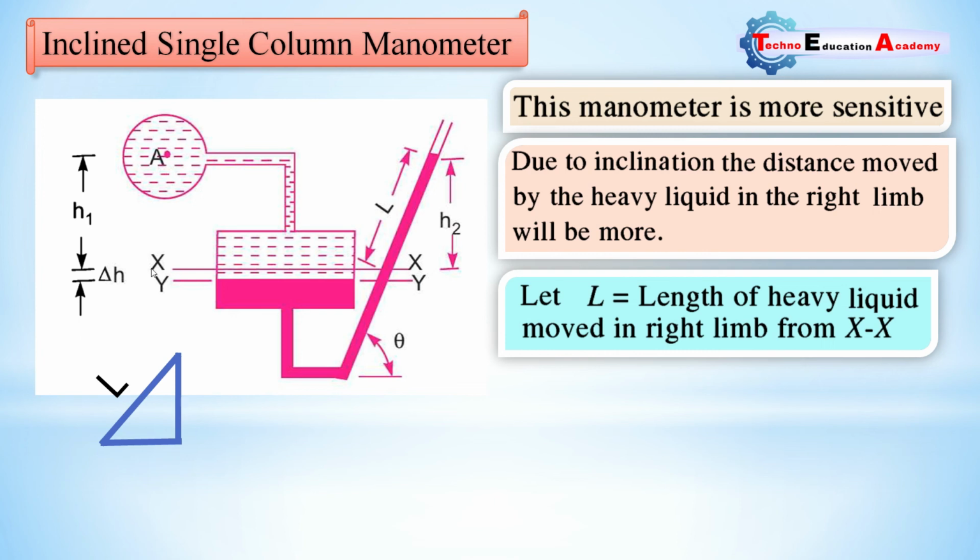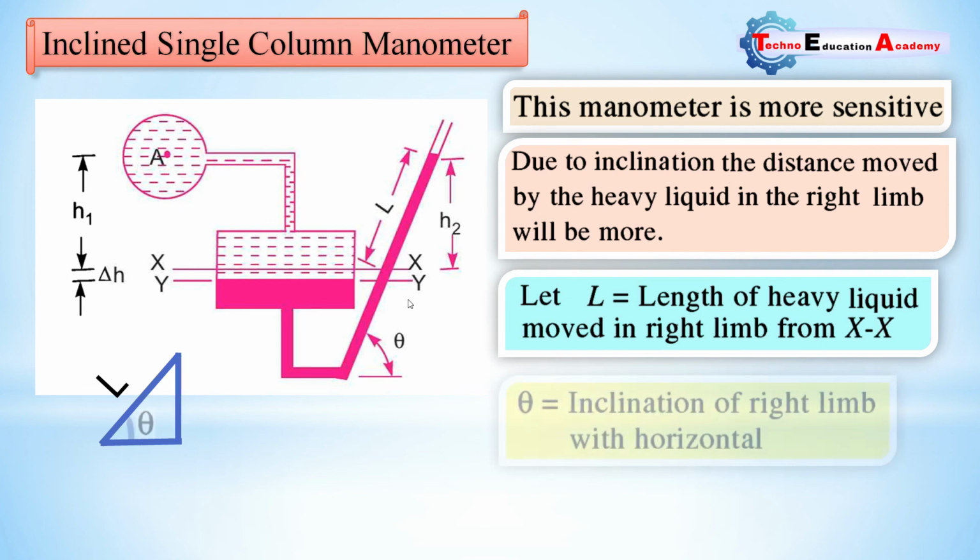Same case we are considering. XX is the initial position of the high dense fluid. Due to high pressure it falls down, and the final position of the high dense fluid is YY. Here the level of the high dense fluid decreases, and due to this the level in the right hand side column increases. So L is the length of heavy liquid moved in the right limb from the XX reference line.